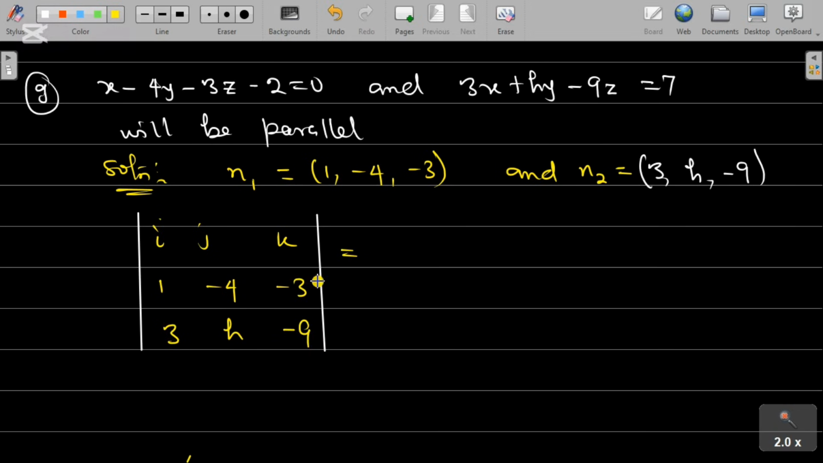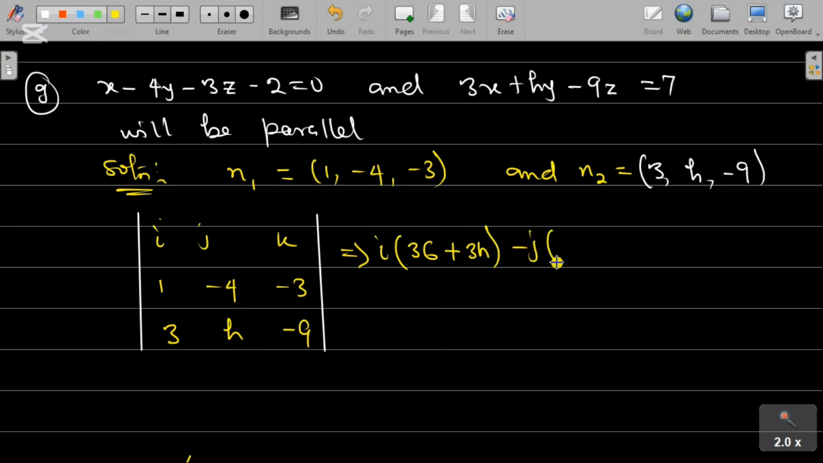Remember, this particular cross product should be equal to 0. Okay, so here I will have i into the bracket of minus 4 times minus 9 is 36, and minus, then minus 3 times h will be minus 3h. So minus minus will be plus. So I will have plus 3h here.